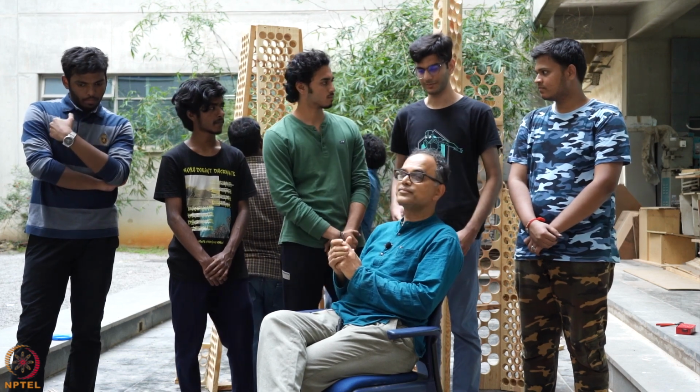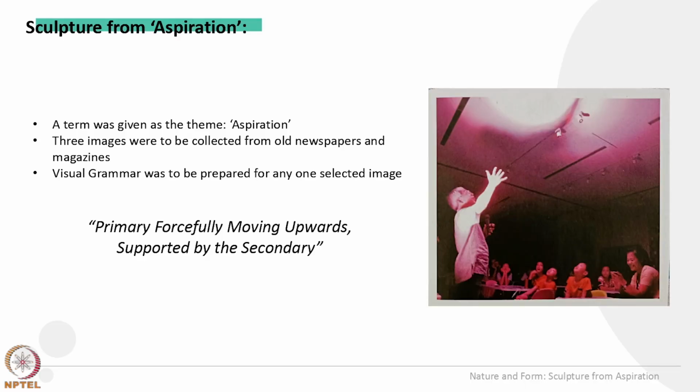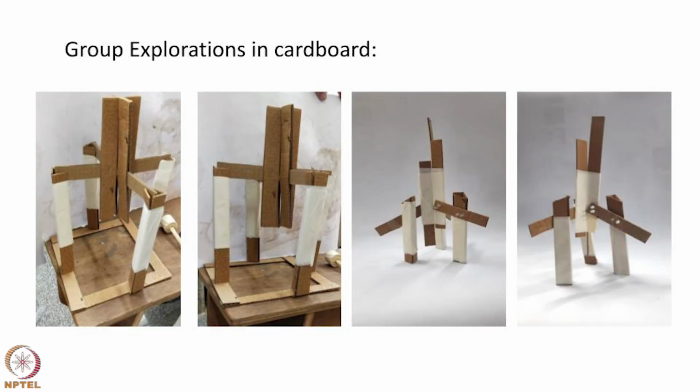What was yours? Mine was secondary is pushing primary to move up. It's very interesting when the secondary is pushing the primary to move up. How are you going to show this push in your sculpture is a very interesting component. And what was yours? Mine was primary forcefully moving upwards, supported by the secondary. That's again very interesting. When you say forcefully, how do you show this forcefulness in the sculpture is the most interesting part. So taking these single statements, the students then made small cardboard models.